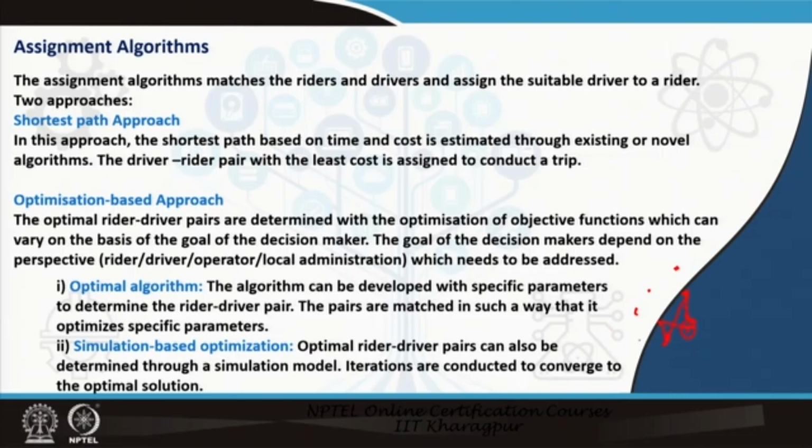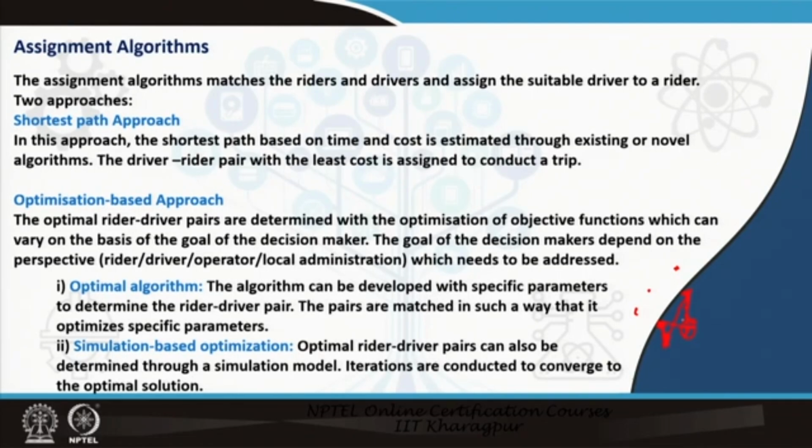So what I am trying to say is that the shortest path solution may not actually lead to a global optimum; it may not be the shortest distance for everybody. So if I want to achieve the shortest path for one, it may actually lead to a higher distance for somebody else. So that is why we also need to look into optimization based approaches. Optimization can again be done in different ways. We can have an optimal algorithm.